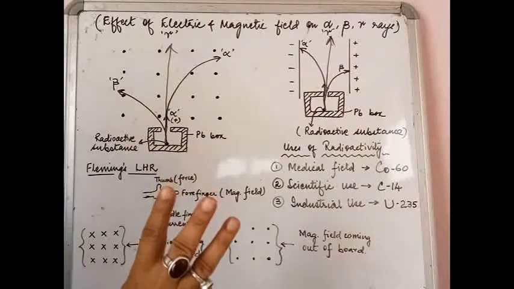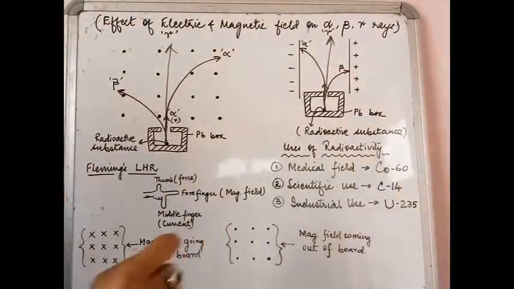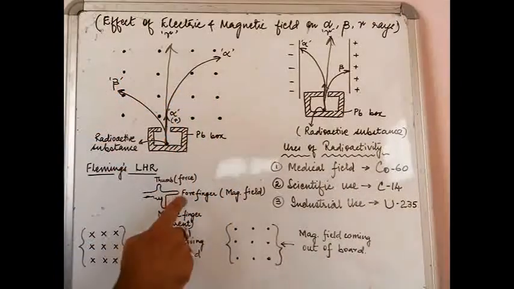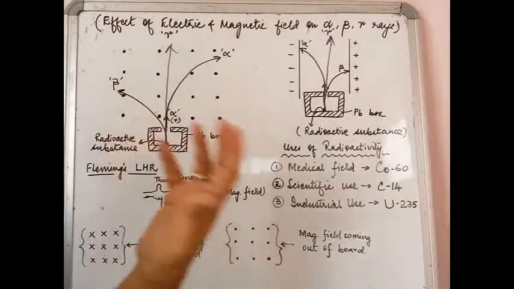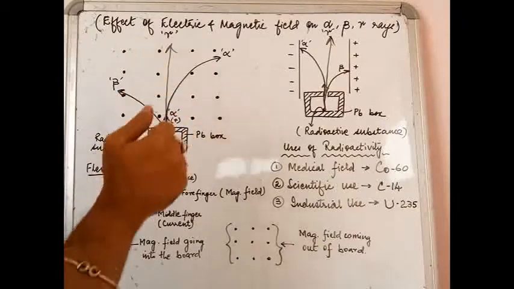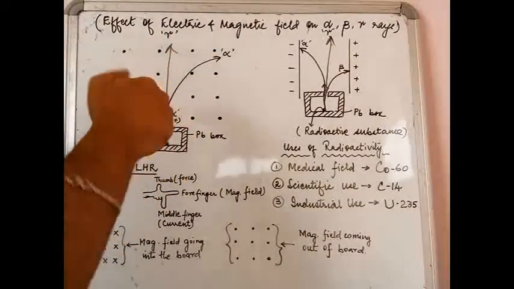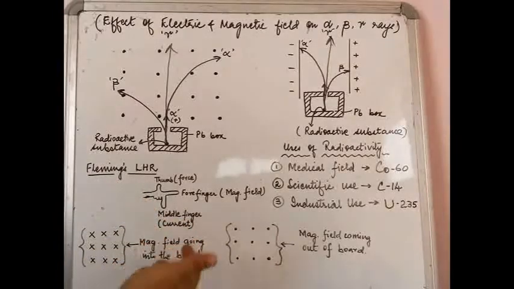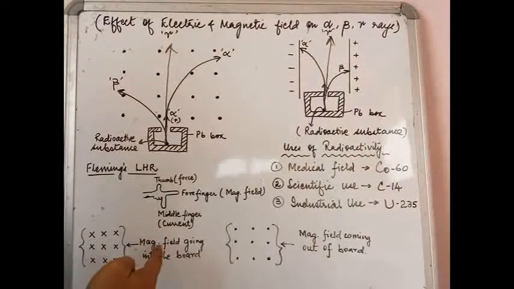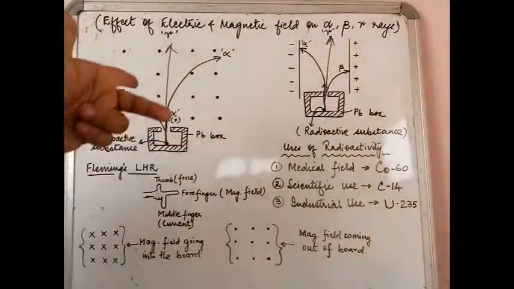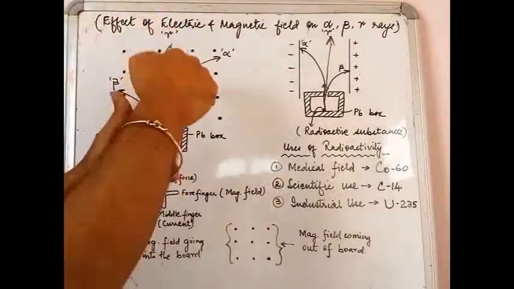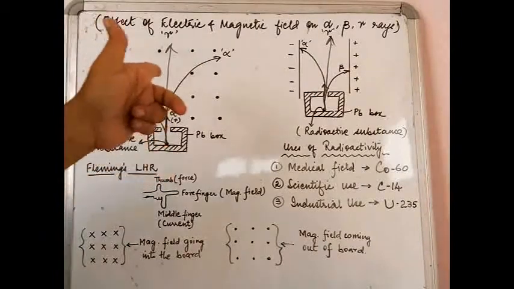The third thing to remember is that you will start adjusting these 3 fingers from the forefinger first. So first of all you will adjust the forefinger. How will you adjust the forefinger? In which direction? That will be shown in the setup. So supposing that this setup did not have dots, it had crosses. Crosses mean magnetic field going into the board. So in that case you would hold your left hand like this, because this time the forefinger has to go into the board.